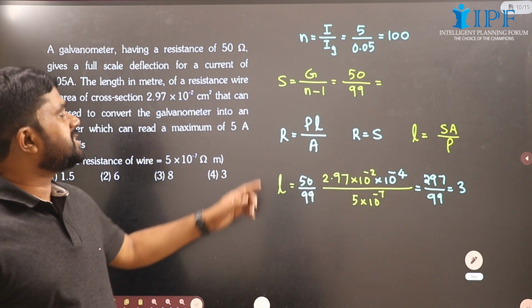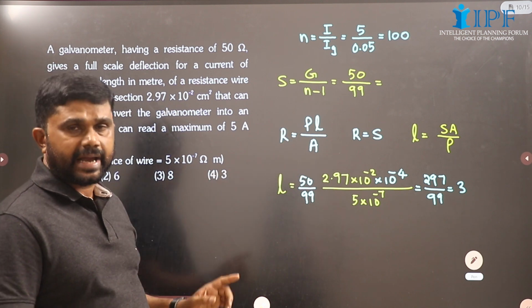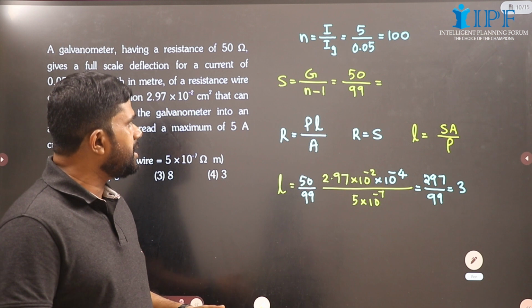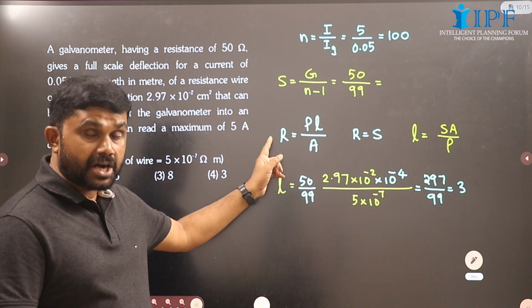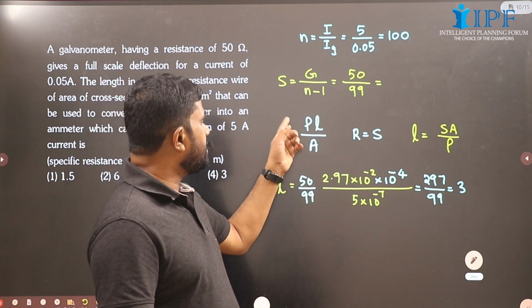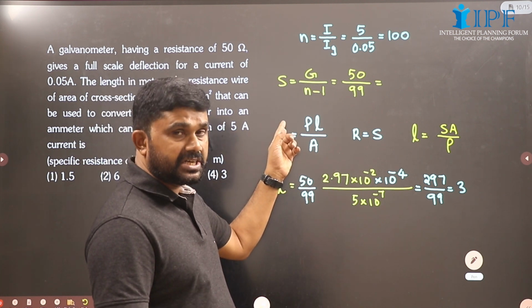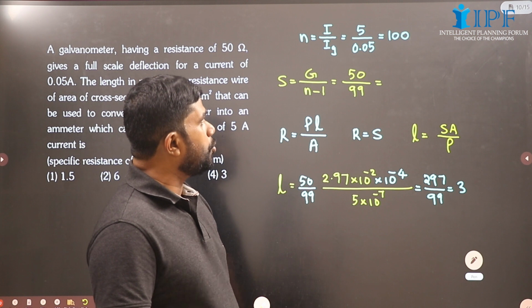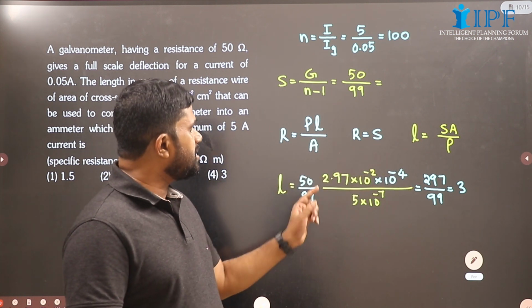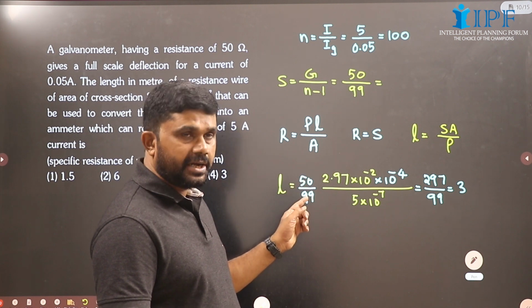Okay, see, resistance is given by rho L divided by capital A, where L is the length and capital A is the cross-sectional area. Capital R is the shunt that is to be connected. So we can see if we replace this R resistance with the shunt S, then S A by rho is the length of the required wire. Okay, shunt resistance is 50 divided by 99.